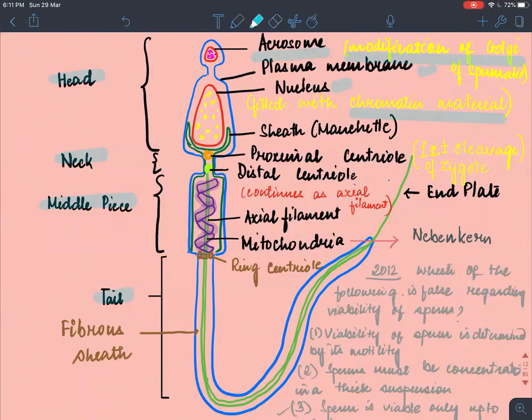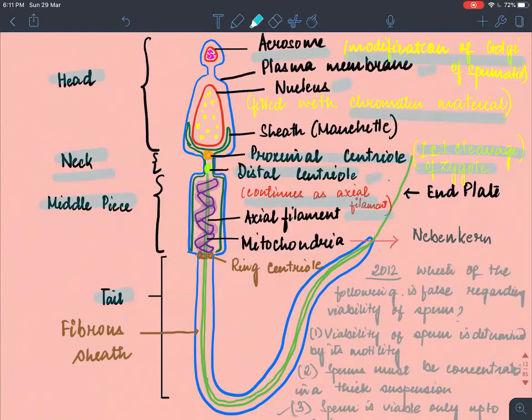Now, we can also see that the neck region consists of two centrioles. One is the proximal centriole and the other is the distal centriole. The proximal centriole helps in the first division of the zygote. When that single-cell zygote starts its division, the spindle fiber formation is aided with the help of this proximal centriole. Whereas the distal centriole's function is still not very clear, apart from the fact that it continues as an axial filament.